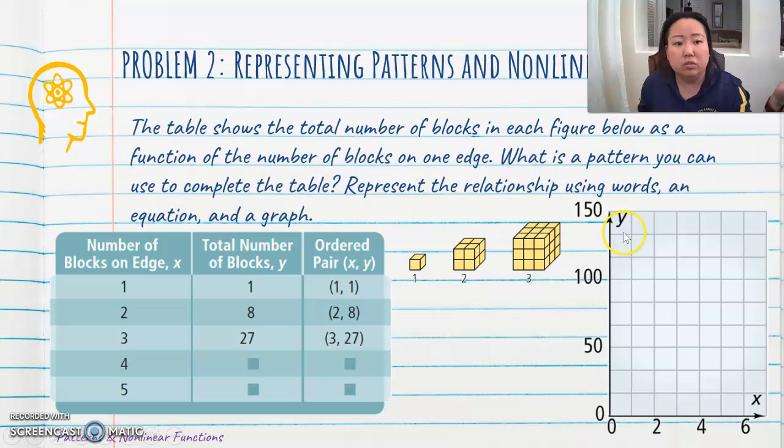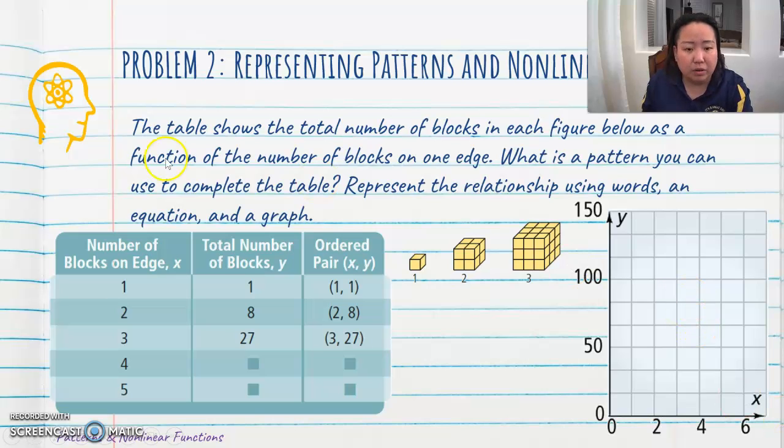So what we need to find is the total number of blocks if there's 4 blocks on the edge and then 5 blocks on the edge. All right, so we need to find those total number of blocks, and then the corresponding ordered pairs. So we need to represent the relationship of the number of blocks on the edge and the total number of blocks. We have to represent it on the graph and also using words.